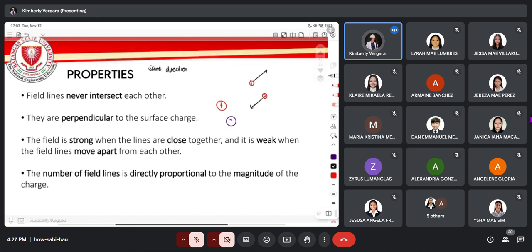ng ating force and electric field kapag ang point charge natin is positive. Ano ba sabi natin point charge? Ang point charge, meron po tayong isang point sa isang electric field na binigyan po natin ng specific charge. Okay? Kaya ang kalimitan ginagamit na point charge is positive.